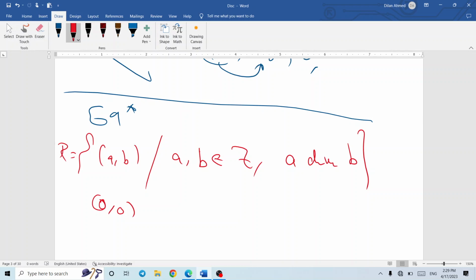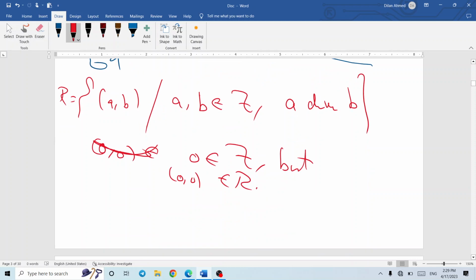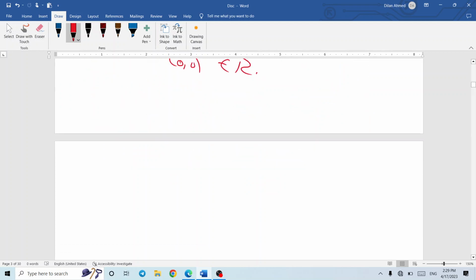1 and 1. 2, yes. Everything we have it. But we cannot. So say 0 belongs to Z, but 0, 0 does not belong to this relation. Understood, dears? So you should be careful. Think about element, think about set, think about the given. What's divided by what?